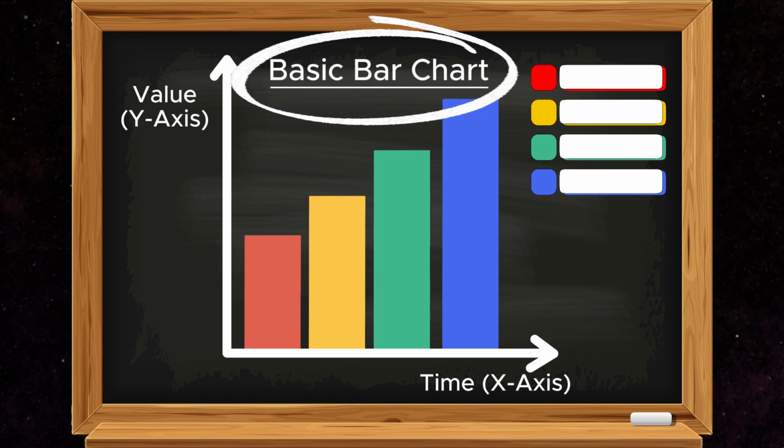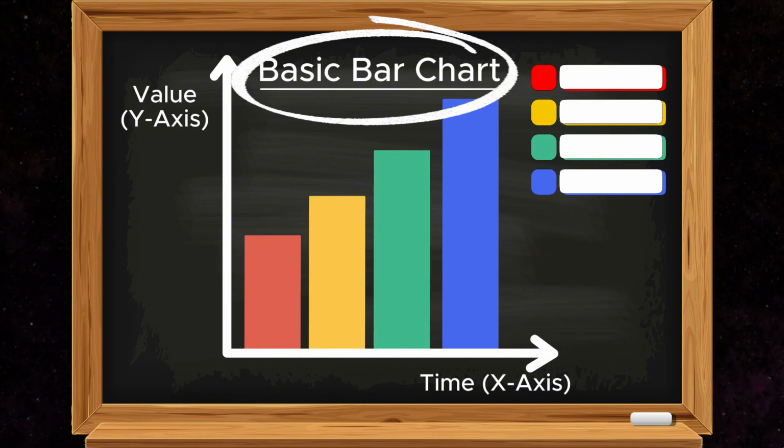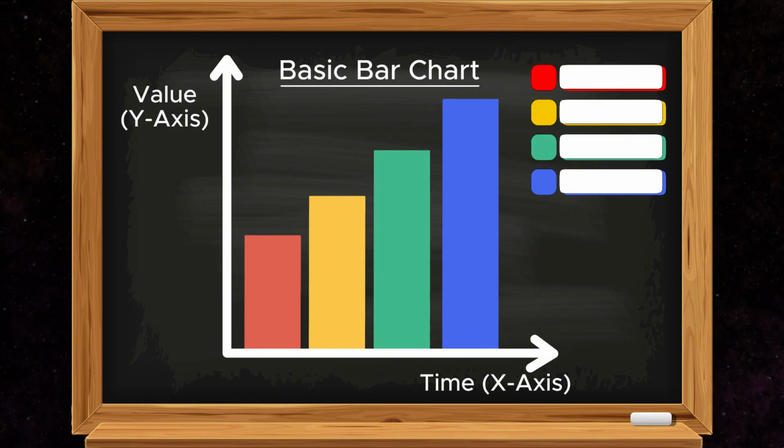First, the chart title. Think of this as the name of your chart. It tells people what the chart is about in just a few words. Next is your axis. The x-axis, otherwise known as the horizontal axis. This is the line that's going across the bottom. It shows your categories like the months, the names, or the items. The y-axis, otherwise known as the vertical axis, is that line going up the side. It shows numbers like sales, scores, or amounts.